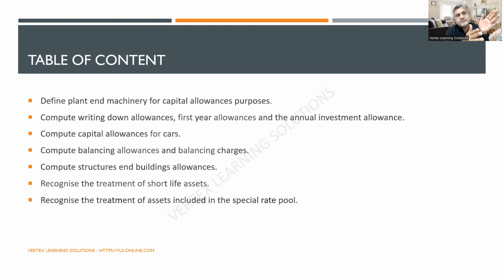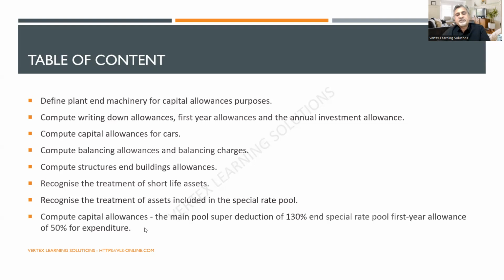18% allowance, 18% rate we use for main pool assets. Most of your assets belong to main pool assets. Out of that, there are some exceptions. Some of the assets are not in the main pool. So we call them special rate pool. You have short life assets, you have annual investment allowance. So mainly these four will work: annual investment allowance, main pool, special rate, short life assets.